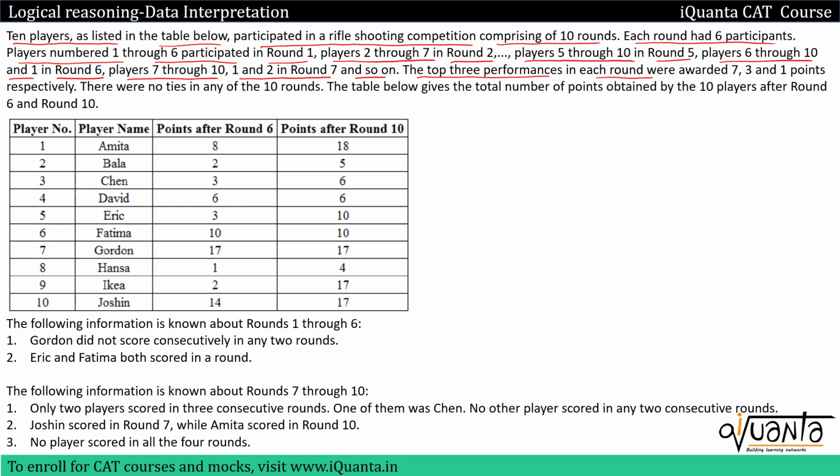The top 3 performances in each round were awarded 7, 3, 1 points respectively. There were no ties in any of the 10 rounds. The table below gives the total number of points obtained by the 10 players after round 6 and round 10.